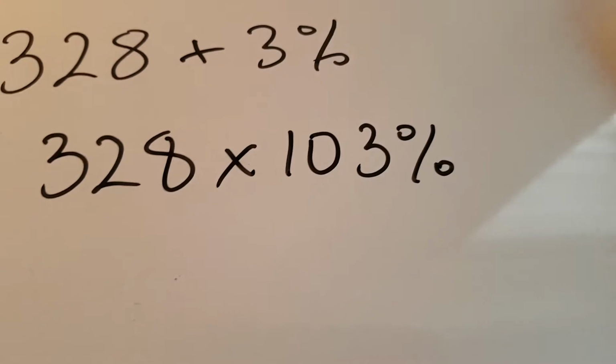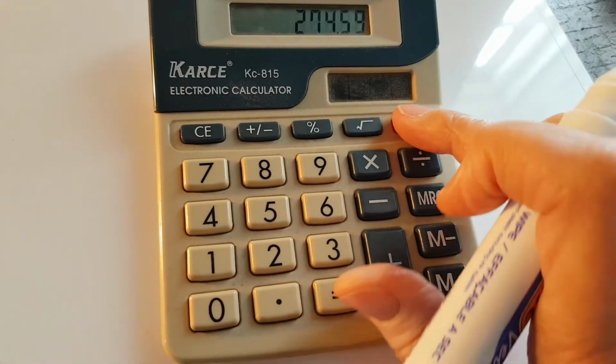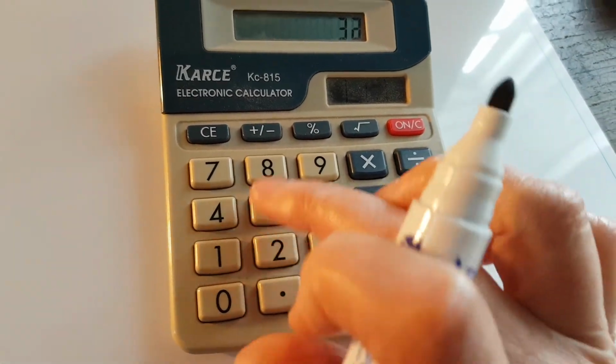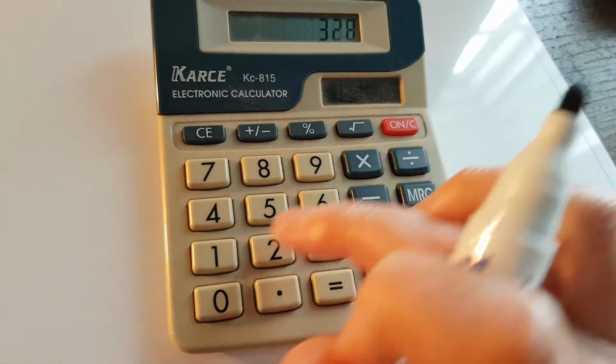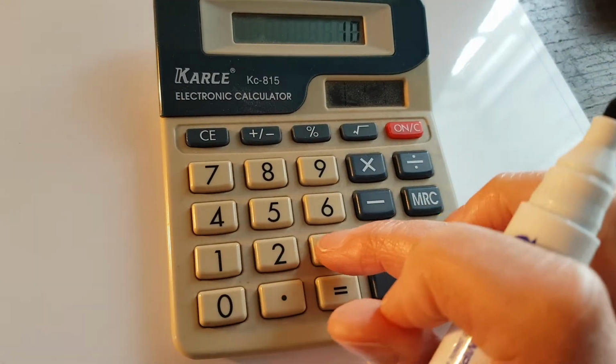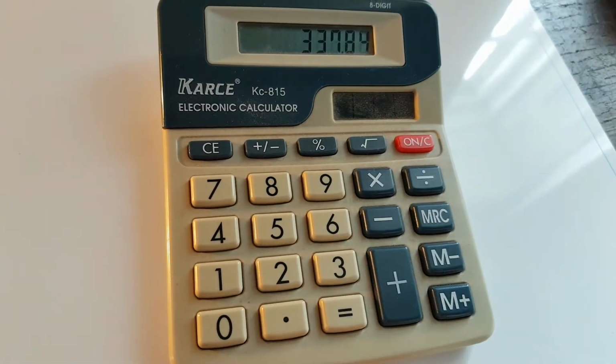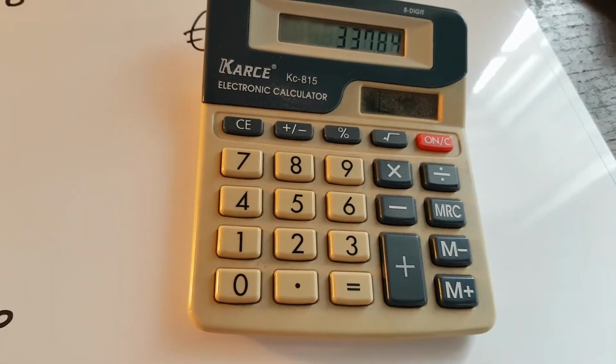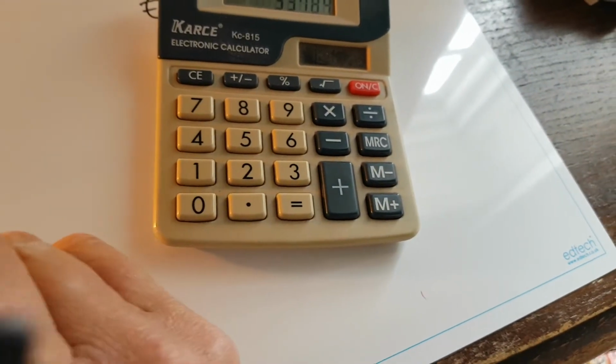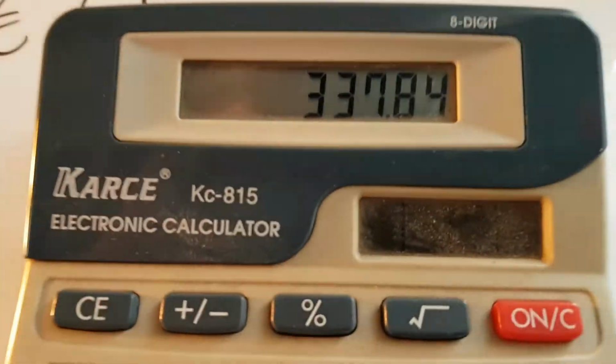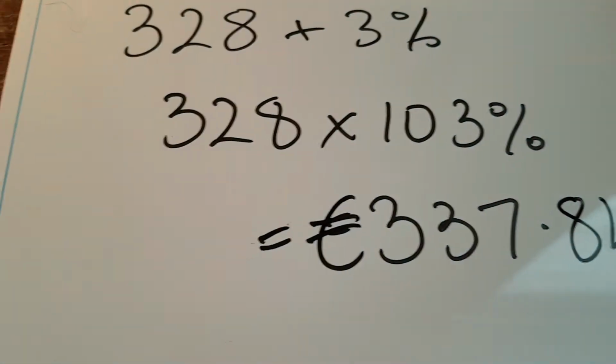Is that okay? So we've got 328 times 103%, which gets us €337 and 84 cents. Again, that's rounded in the answer book, so be careful.